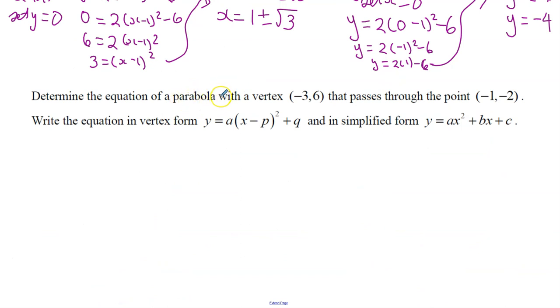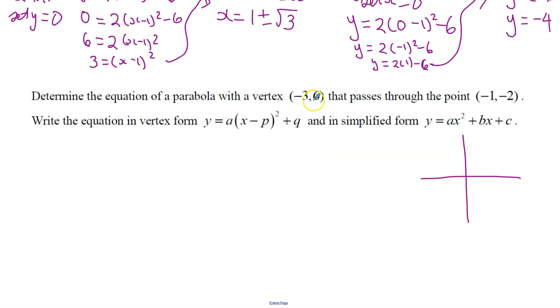Determine the equation of a parabola with a vertex of negative 3, 6 that passes through the point negative 1, negative 2. And I would always ask, what might you want to do? What we might want to do is just sketch this out. Let's just get an idea what this looks like. One of the reasons we do that is that when we get our equation, we can check if it matches what we've drawn here.